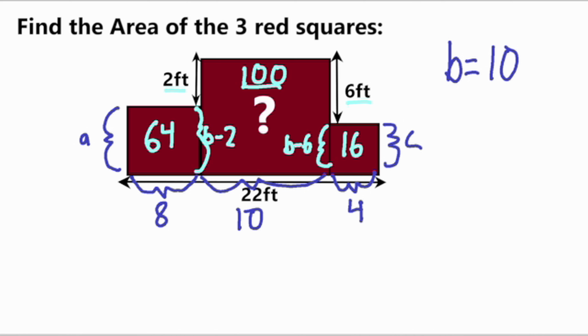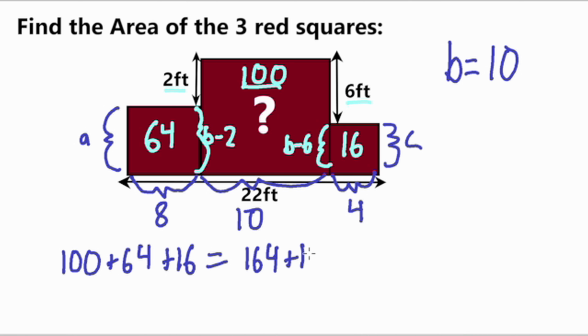So all that is left for us to do is add all the areas of each individual square together to get the total area. So we have 100 plus 64 plus 16. 100 plus 64 is 164, plus 16 is equal to 180.